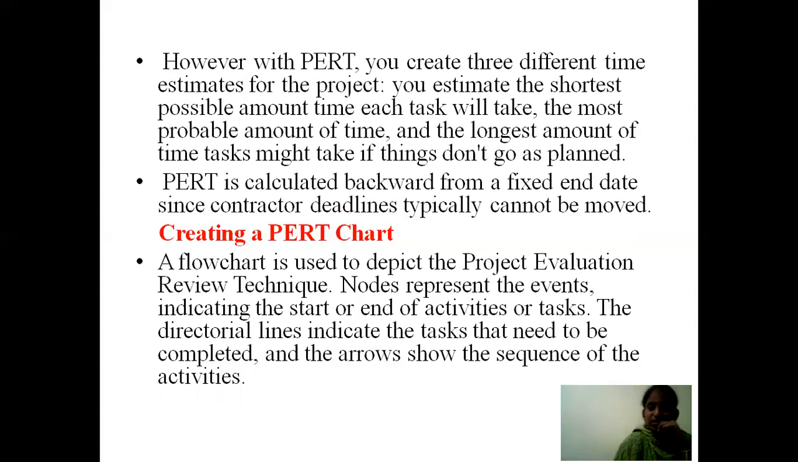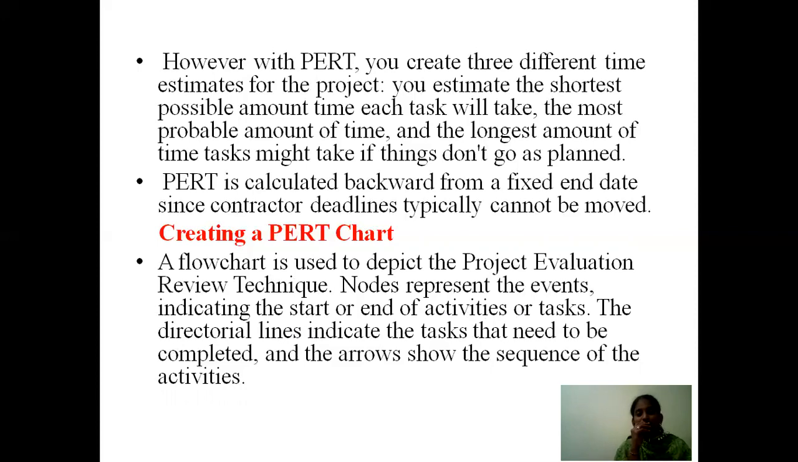So how? Next our topic is creating a PERT chart. A flow chart is used to depict the project evaluation review technique. Nodes represent the events, which we have seen in the previous case, that is nodes represent the events or circles, indicating the start or end of the activities or tasks. So for any project we are going to have a number of events.